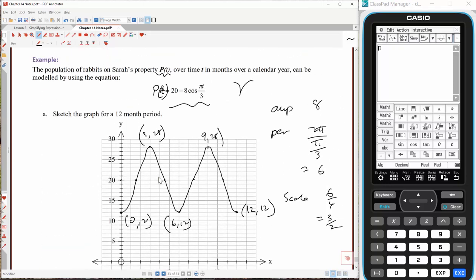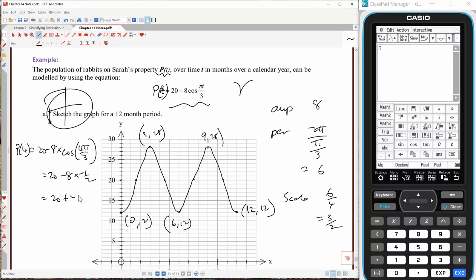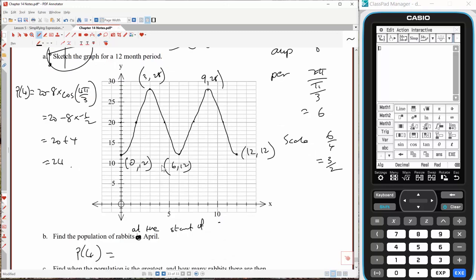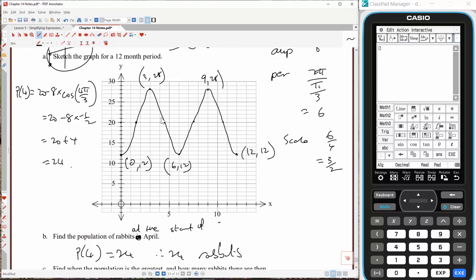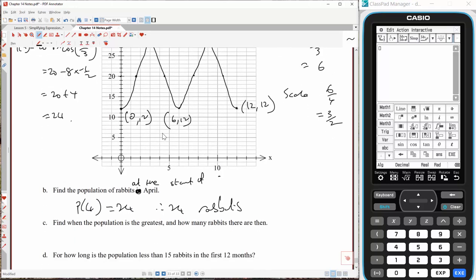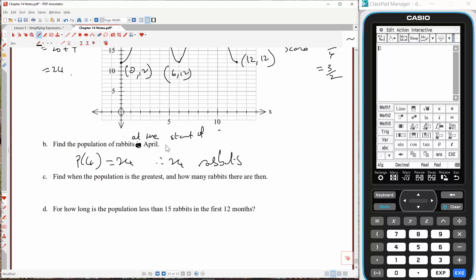So P of 4 equals, I'm just going to do it over here so I can see the function, 20 take away 8 times cosine 4 pi on 3. 4 pi on 3 is there. That's negative a half. So 20 take away 8 times negative a half is 20 plus 4, which is 24, which sounds entirely reasonable. So 24 rabbits at the start of April. Now if that wasn't there, you could give anywhere between 24 and the end of the month. So it's just too open without that disclaimer there.